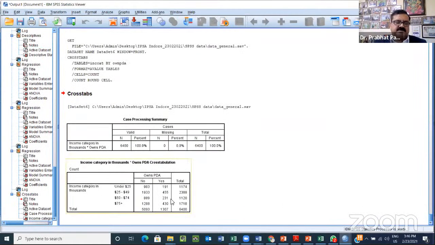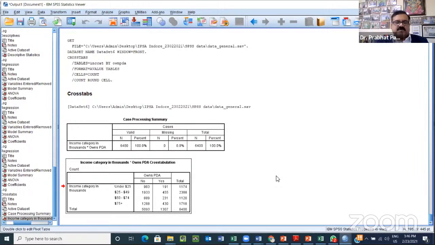So there's a table you got. It's called the crosstab table. Crosstab table means you have the income categories: under $25, $25 to $49, $50 to $74, and $75 and plus. These are the categories. Then you have the information on how many of them are not using and how many of them are using. The total sample is 6,400.